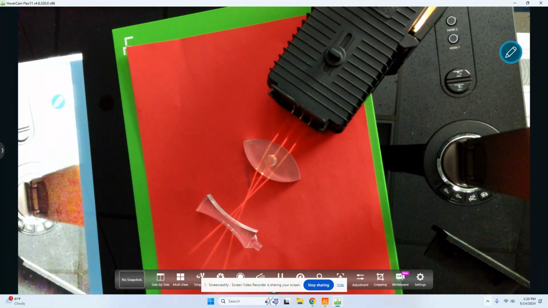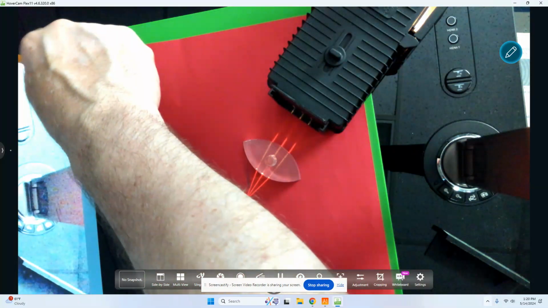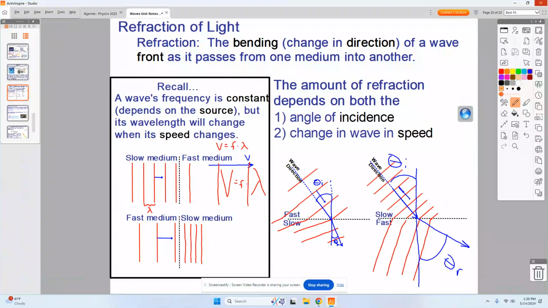Again, in a one semester class, we don't have time to go into the details on it, but that's what we call refraction.